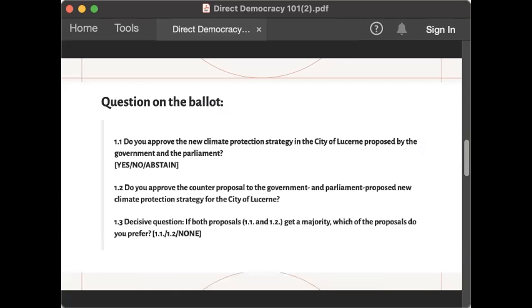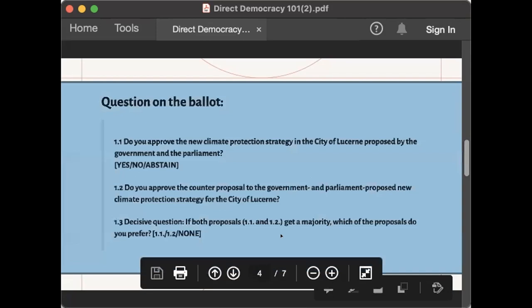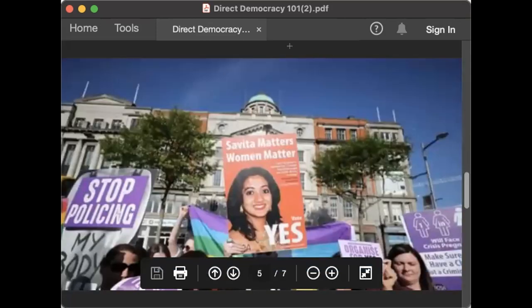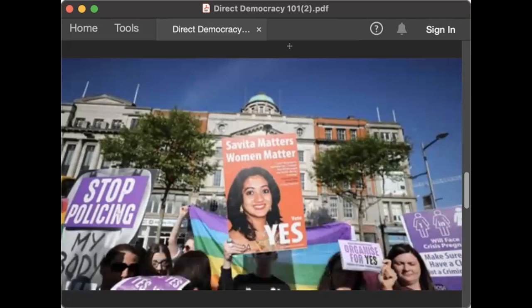So they made it a counter proposal, and in that case, people get asked, do you like the strategy that was first proposed? Do you like the second strategy? And then, as a third question, if you have to choose between both of those, which one would you prefer? That's a very interesting way of finding out what people prefer, right? And so that is what we call a citizens' initiative.